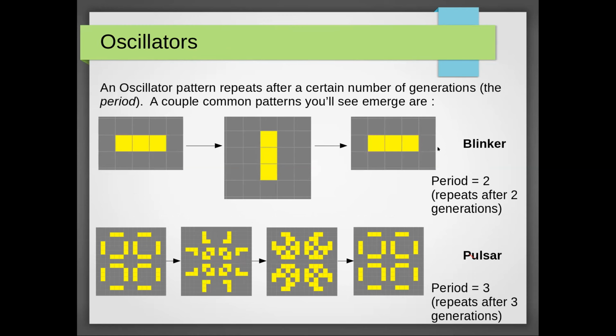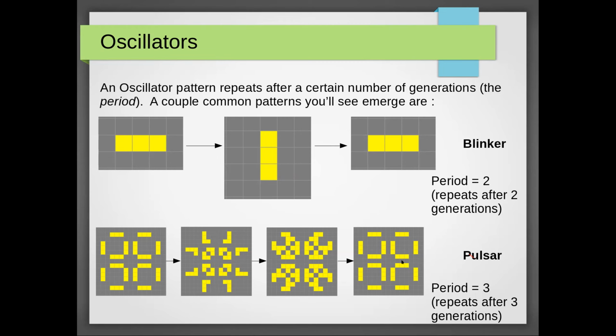Then we've got oscillators. So oscillators are basically patterns. We just saw an example of an oscillator called a blinker that repeats after a certain number of generations, which we refer to as the period. This blinker is one that switches between a sort of horizontal bar and a vertical bar here. That's got a period of 2, which means it repeats after 2 generations. So it moves from that to that and then repeats.